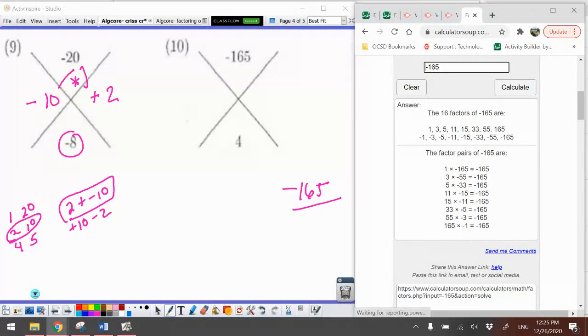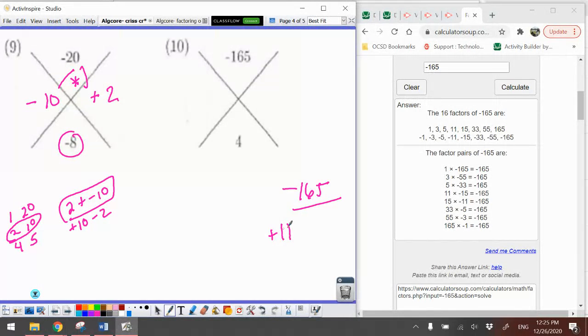Okay, we need a difference of 4. So if you take a look over here at our numbers, we have 11, 1 and 165, 3 and 55, 5 and 33, and we have 11 and 15, and 15 and 11. Well, those both have a difference of 4.